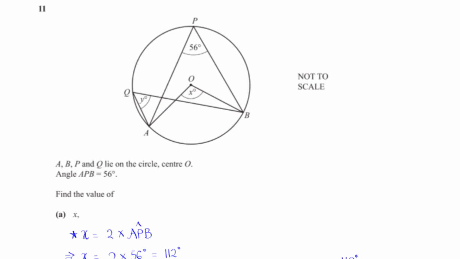A, B, P, and Q lie on the circle center O. Angle APB is equal to 56 degrees. Find the value of x.